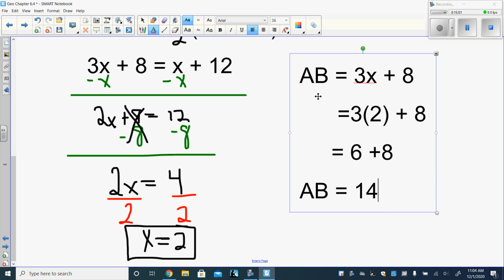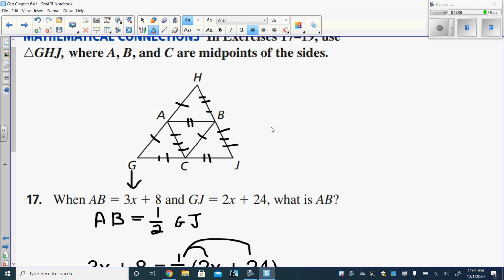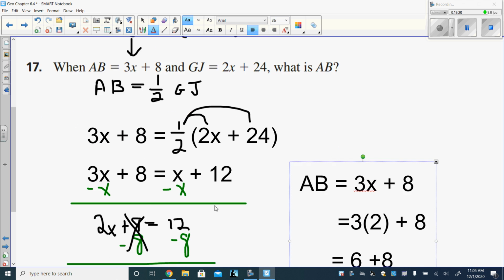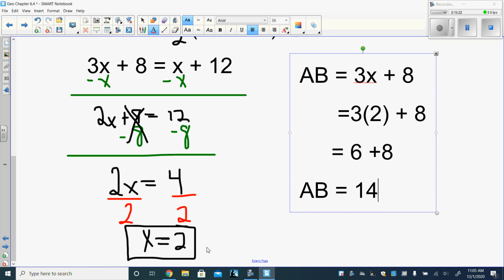So the first thing we had to do is, because A, B, and C are all midpoints of the sides, it means that we have these congruent parts, which told me AB is here. Now I know that AB is equal to half of GJ, so I set it up and solved for the value of X, which I found to be 2. I plugged it back in to the equation for AB and found the length of AB to be 14. And we're done with this here.